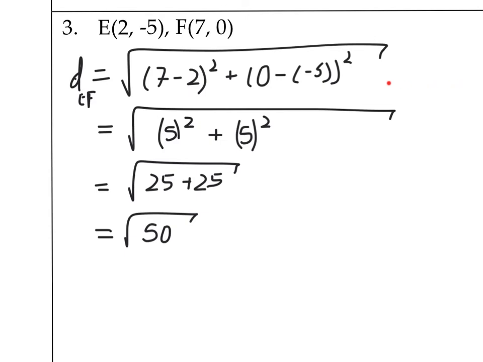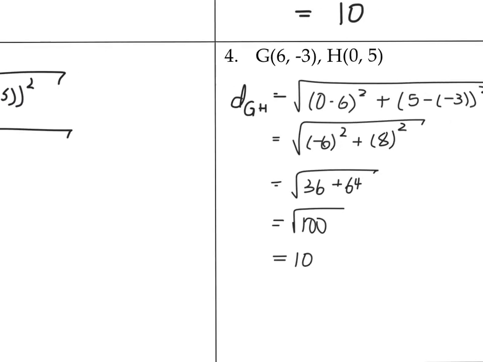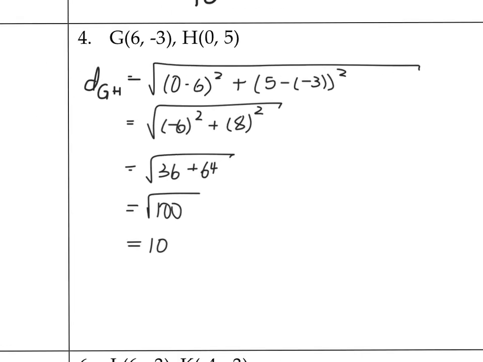For number 4, I put 0 minus 6 squared plus 5 minus negative 3 squared. Just a little note here, you don't have to put the change in x first. You can always put the change in y first. It's not a big deal, you'll get the same answer. So we have negative 6 squared plus 8 squared, and then 36 plus 64 to get the square root of 100, which also gives you 10. Now, if you want, you can jump from this step to this step, and then here, and then here. You can skip this middle step if you want to, but for some people it might help with organization.